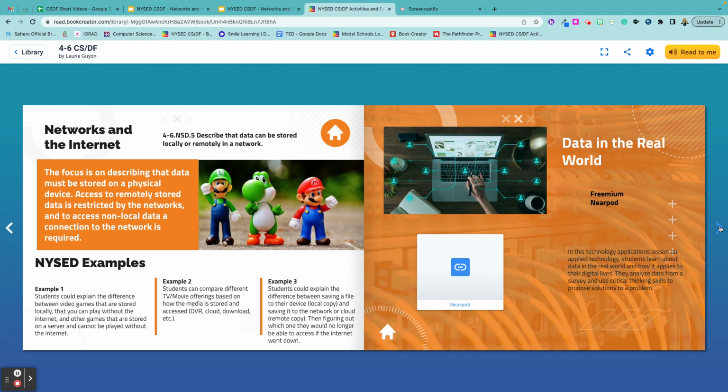So that's pretty much it for networks and systems design. Like I said, it's a very small area, but really important information for our students to understand, the technology that they have at their fingertips.